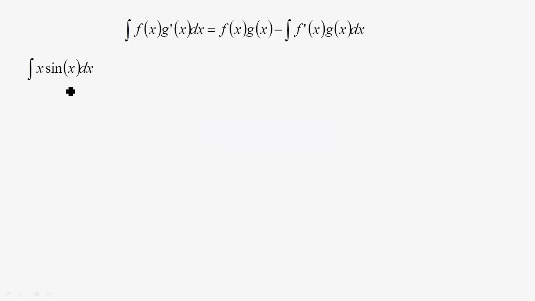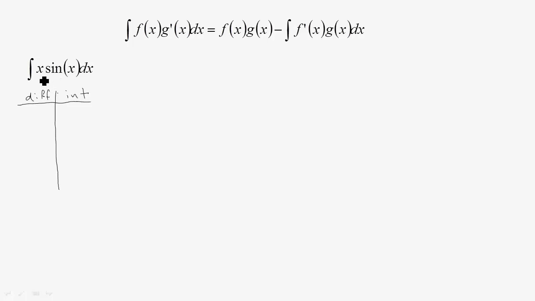Okay, here's another example. We have the integral of x sine x dx. If integration by parts is going to work, we're going to have to find a part that we differentiate and a part that we integrate here. So I've got basically the product of x and sine x. I can differentiate both and I can integrate both, so how do I decide which one for which?